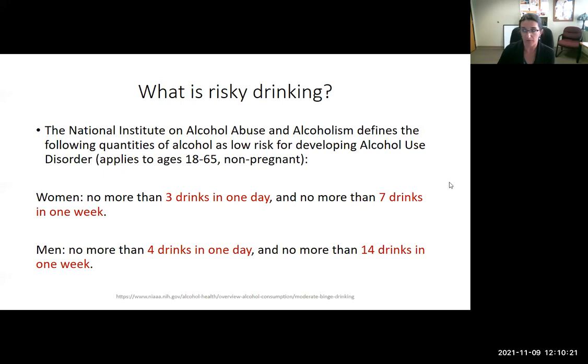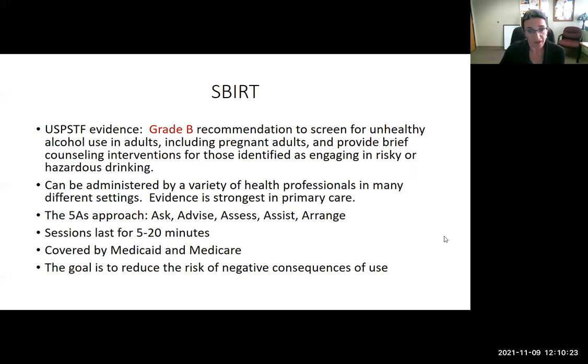This is important to distinguish from alcohol use disorder, which we'll get into next, because this is purely about the amount. I'm going to touch upon SBIRT, which is screening, brief intervention, referral to treatment. This is a really important evidence-based intervention. It has a grade B from the USPSTF, which recommends that we screen for unhealthy alcohol use in adults, including pregnant adults, and provide brief counseling interventions for those who are engaged in risky or hazardous drinking. And this can be administered by many health professionals in different settings.